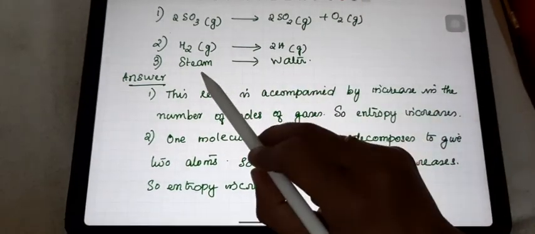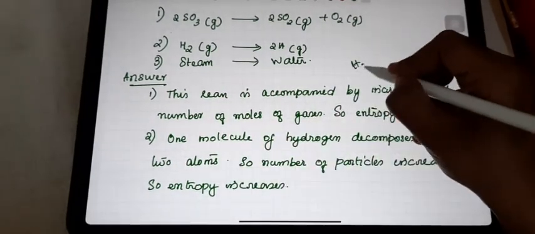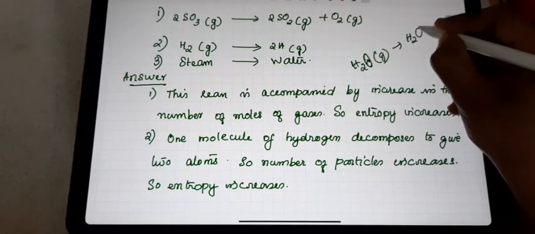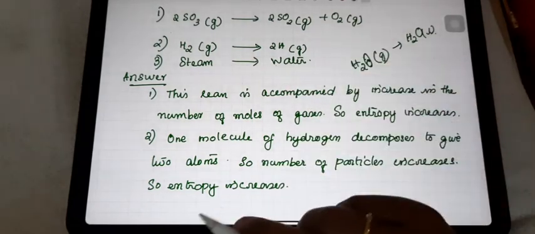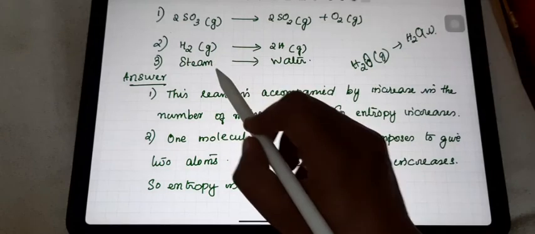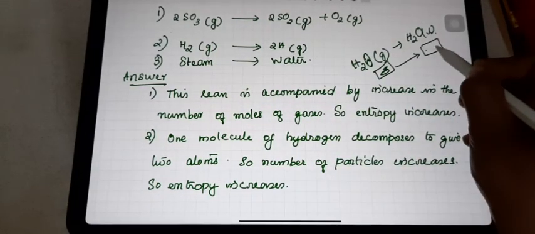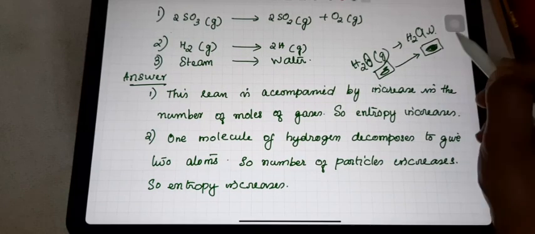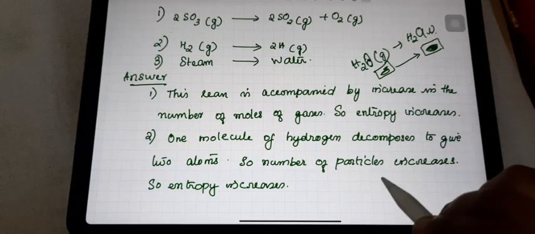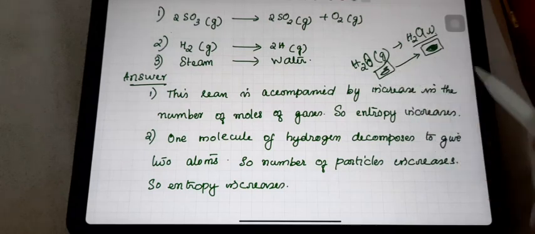One more example I have written here is steam to water conversion. Steam to water means water in the gaseous state to water in the liquid state. Here the number of molecules concept will not work, but disorder will. This is in the gaseous form. The gaseous form has more disorder. When it changes to the liquid form, disorder decreases. So what about the entropy? Entropy also decreases because the disorder decreases. The order is more in the case of liquid compared to that of gas.